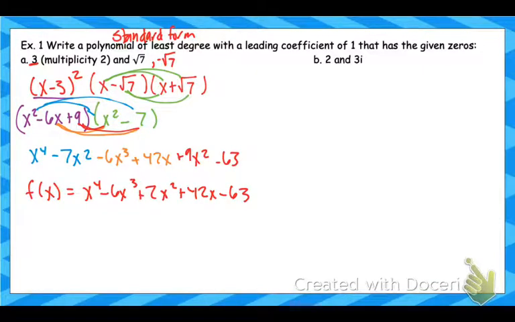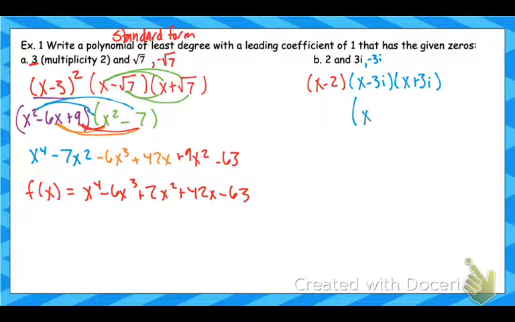So if 2 is a 0, again, x minus 2 is a factor of this polynomial. If 3i is a 0, so is negative 3i. So one of my factors will be x minus 3i. The other factor will be x plus 3i. And again, you may notice this looks like a difference of squares. Well, when you multiply a difference of squares, again, let's go ahead and FOIL these out.